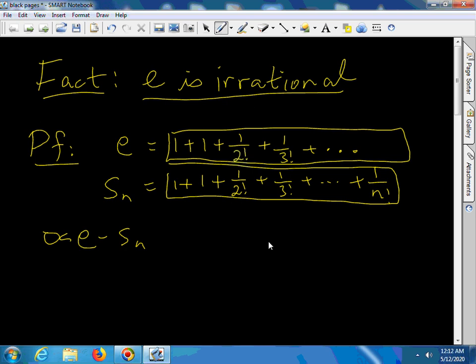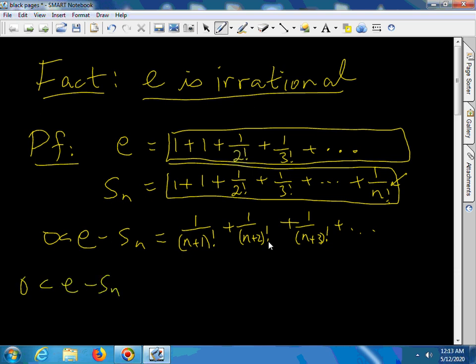There's going to be something left over, and what's left over is, well, s sub n stopped at 1 over n factorial. So when you subtract it, e is going to have more terms. It's going to have 1 over n plus 1 factorial plus 1 over n plus 2 factorial plus 1 over n plus 3 factorial forever and ever. So 0 is less than e minus s sub n.